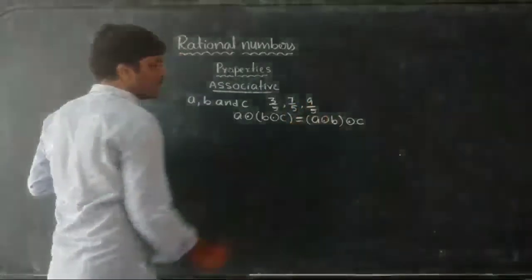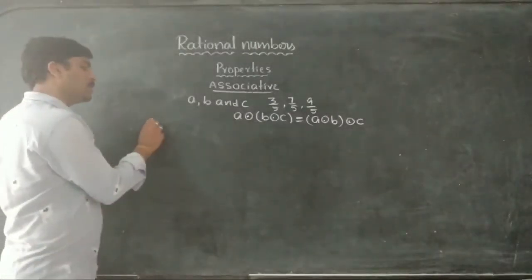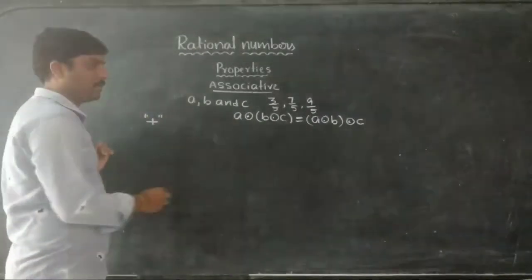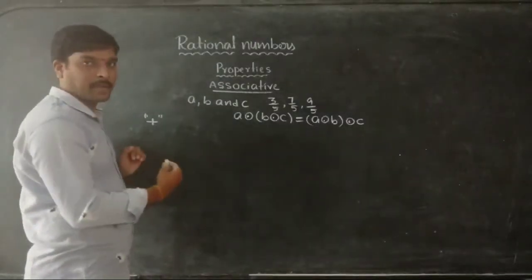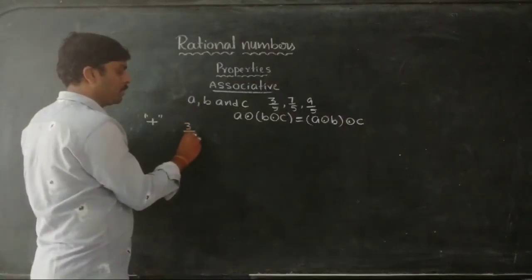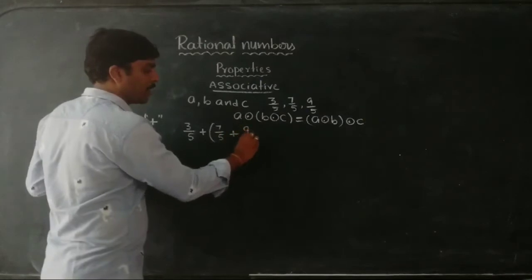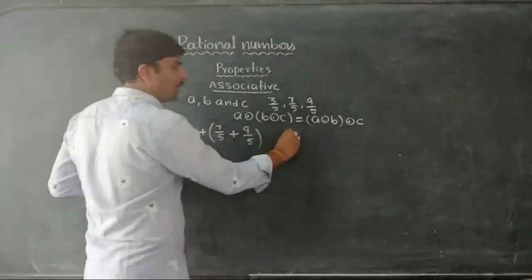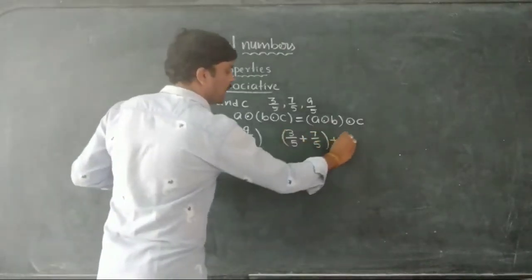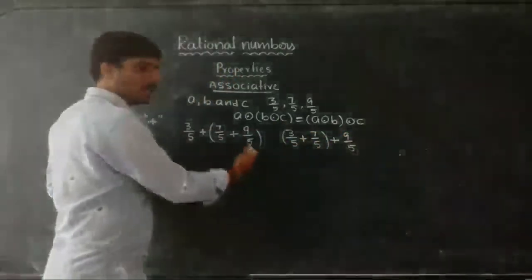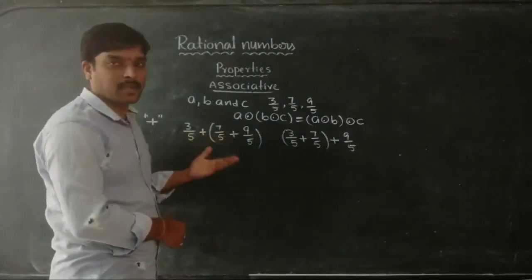Take any three rational numbers, your wish. Take any three rational numbers like that. First, under addition we can check. Under addition, we can take 3 by 5, 7 by 5, 9 by 5. Now 3 by 5 plus 7 by 5 plus 9 by 5. You can check left side and right side. If the two are equal, then it is associative. Otherwise it is not associative.